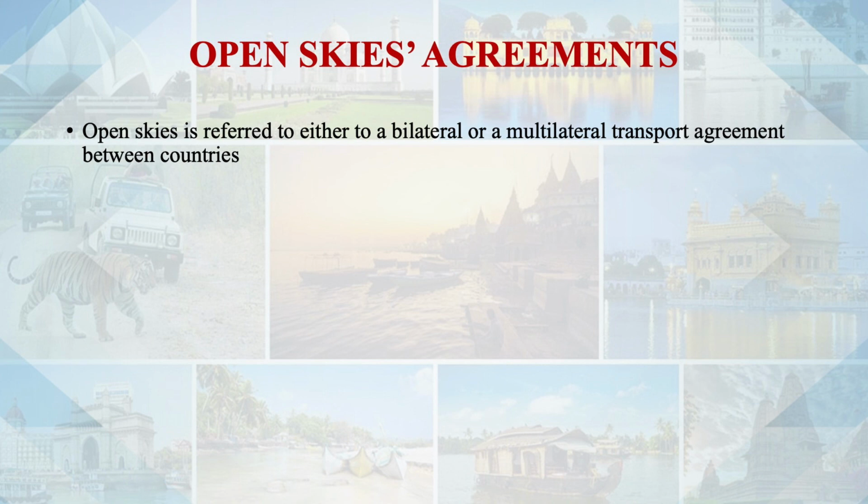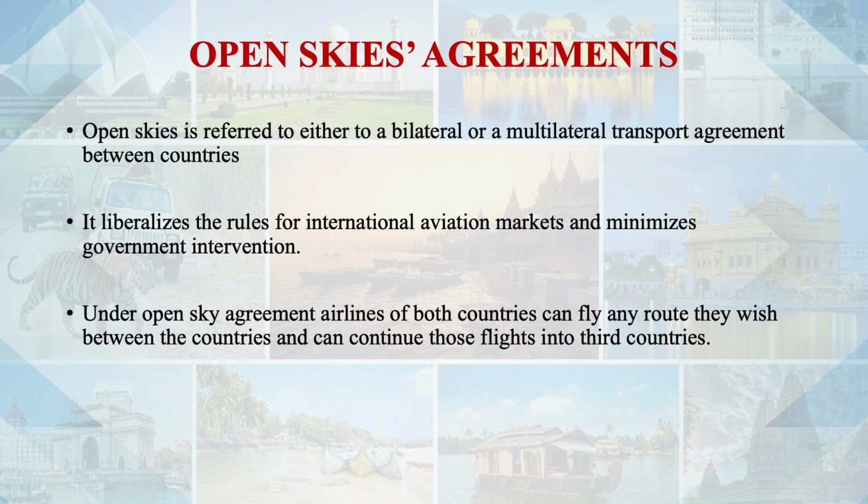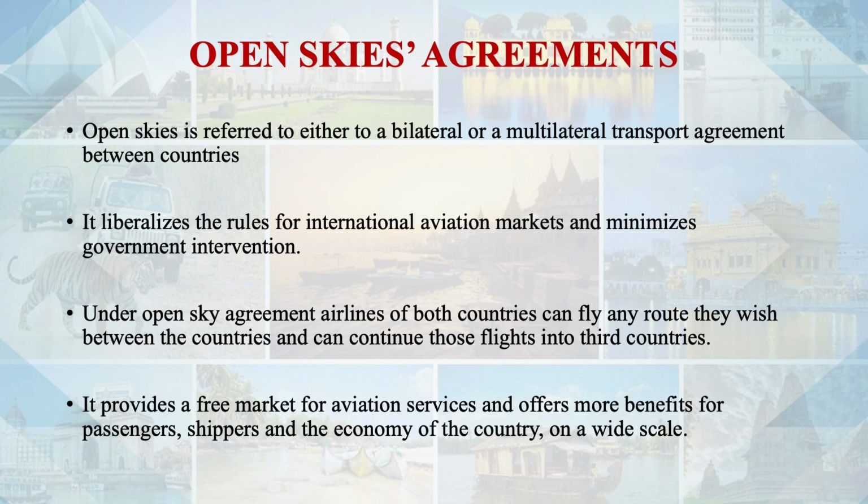It is referred to as either a bilateral or multilateral transport agreement between countries. It liberalizes the rules for international aviation markets and minimizes government intervention. Under the Open Skies Agreement, airlines of both countries can fly any route they wish between the countries and can continue those flights into a third country. It provides a free market for aviation services and offers more benefits for passengers, shippers, and the economy of the country on a wide scale.